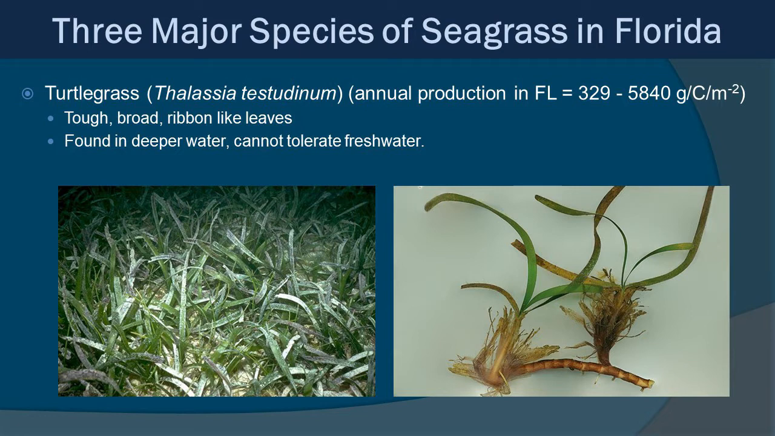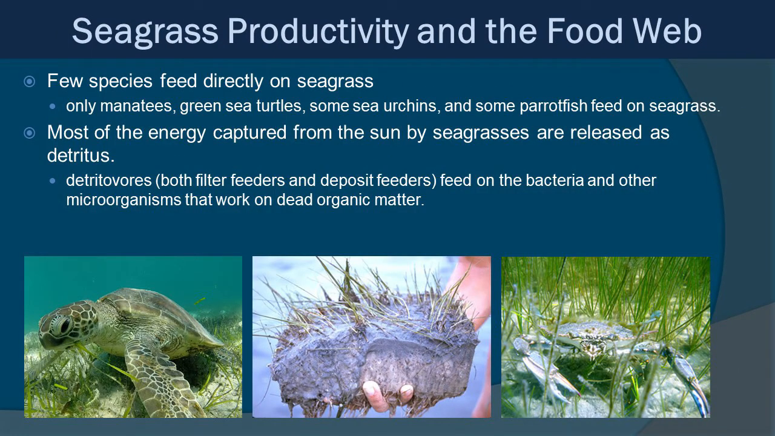They have, again, those tough, broad, ribbon-like leaves, and they tend to be found in the deeper water, and they can't tolerate fresh water at all. Now, when we say deeper water, we're not talking a couple of feet. We're talking 3 or 4 meters, still shallow water where they're able to get plenty of light. A lot of times in the Florida Keys, you'll see beds of mixed manatee and turtle grass surrounding patch reefs on the inside of the major coral reefs, but they can be 10, 15 feet deep, that kind of thing. Let's talk about productivity and the food web and how this factors in with seagrasses.